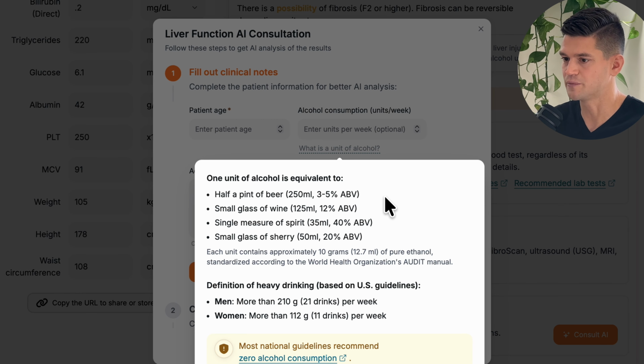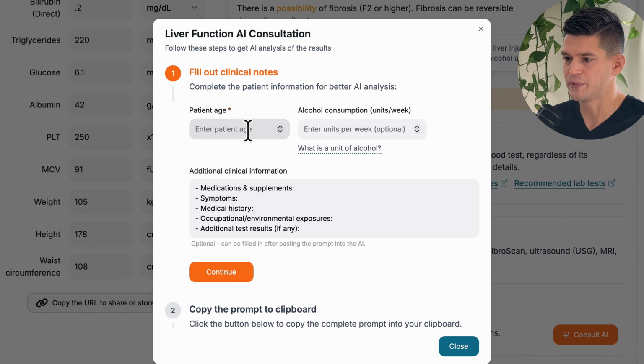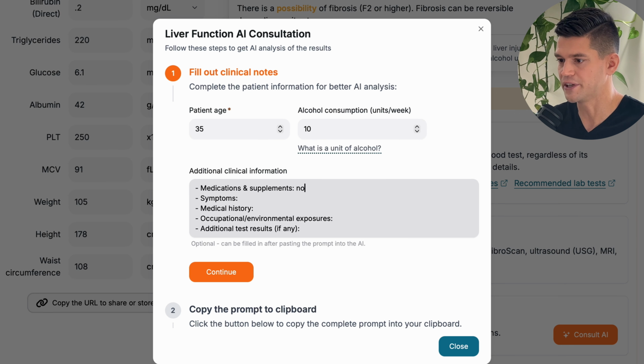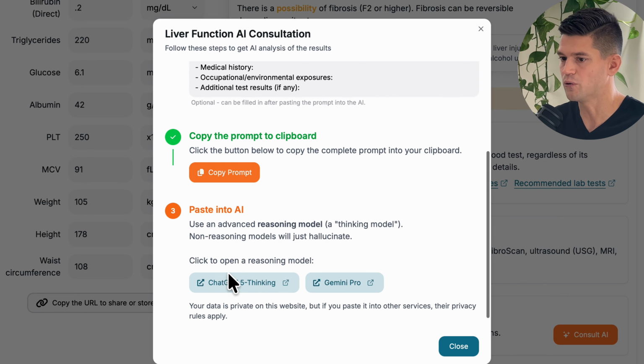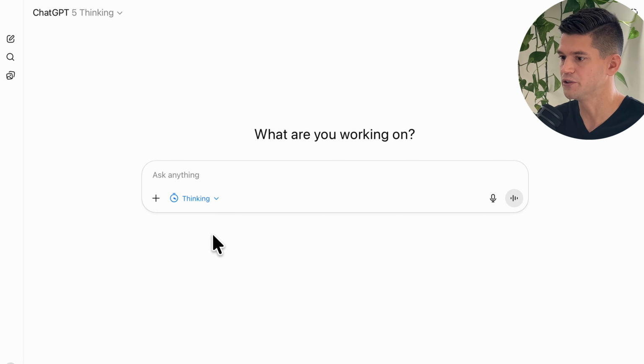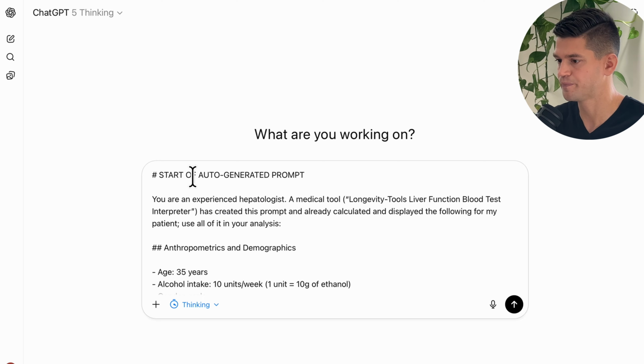So let's enter some data. Let's say our patient is 35 years old, drinks 5 large beers a week, so that's around 10 units of alcohol, no meds and some diarrhea. After you click continue, you can copy the generated AI prompt to your clipboard. Now open the best reasoning model you have access to and paste it in.